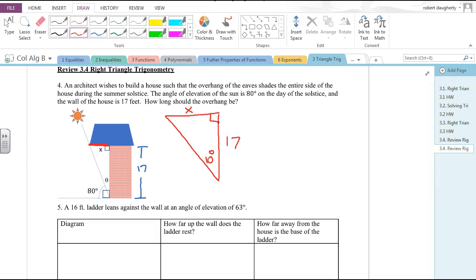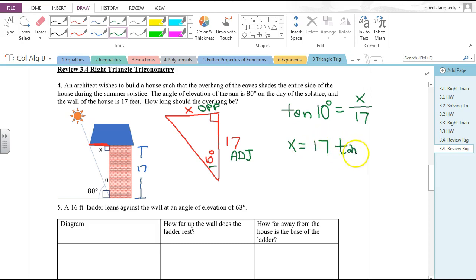So it looks like I've got this right triangle. If you look at that angle, 10 degrees, I know the adjacent side, and I don't know the opposite side, and I know the angle. So the trig function that deals with opposite and adjacent, that's tangent. So the tangent of 10 degrees is going to be x over 17. So if I solve this for x, x is equal to 17 times the tangent of 10 degrees.